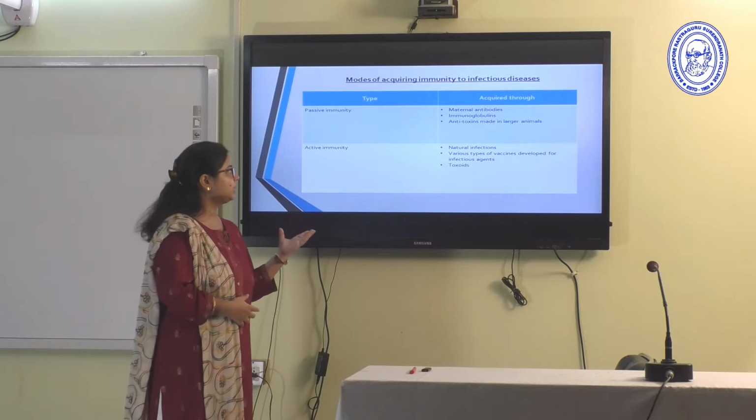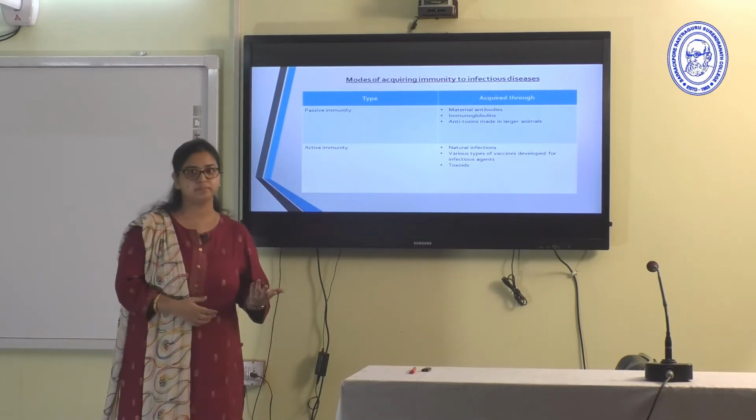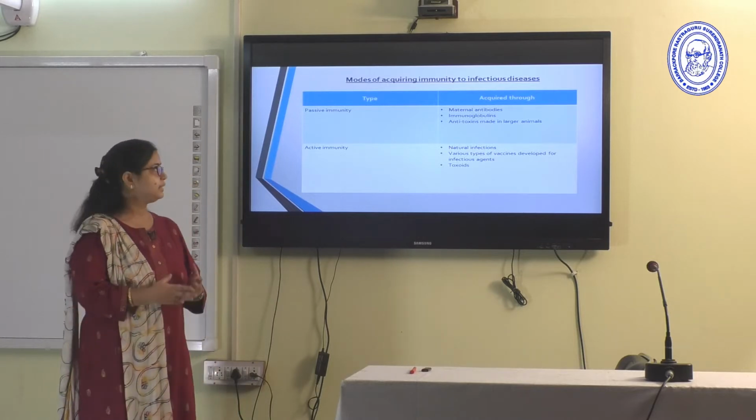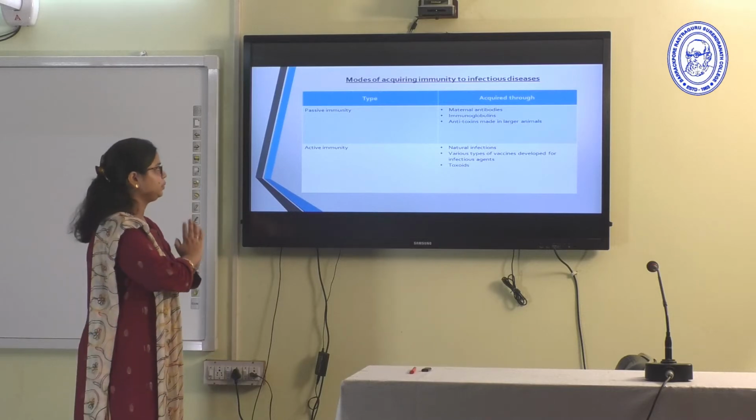And it can also be an artificial source. Artificial source means anti-venom, like in case of snake bite. In that case antibodies are ready-made. Okay, so that is passive immunity.